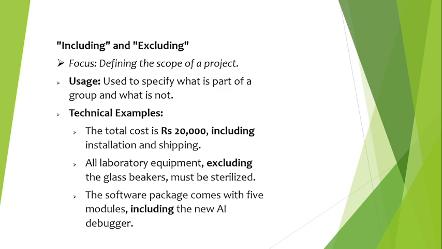The preposition excluding means something is not part of the group. Example: all laboratory equipment excluding glass beakers must be sterilized. The total cost is 10,000 rupees excluding taxes. So remember, including is part of the group, excluding is not part of the group.